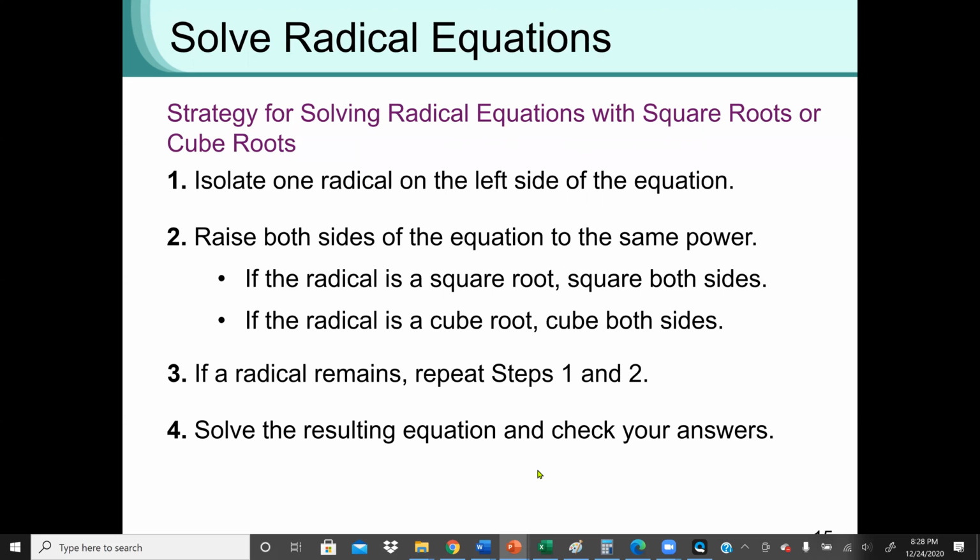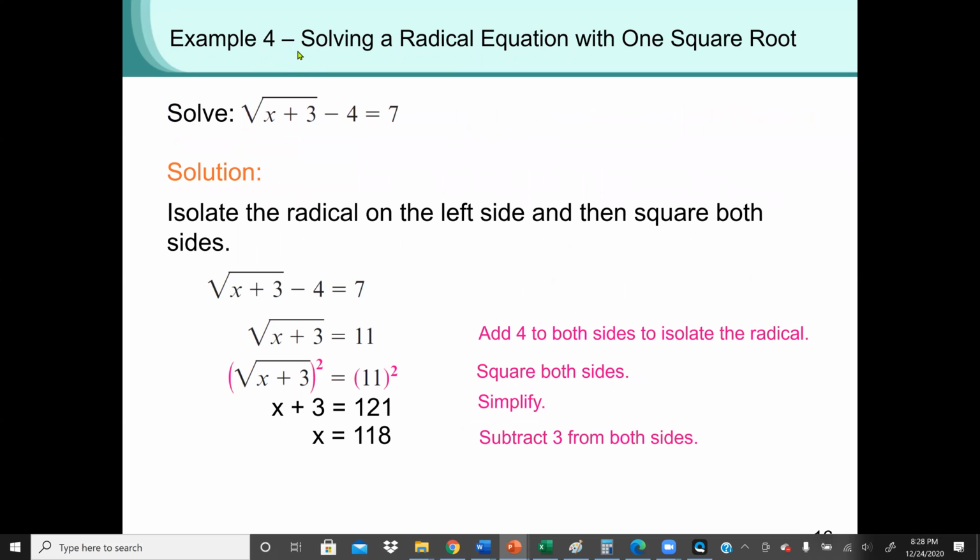So let's see an example. We are going to follow the steps here. So this is a radical equation. We have the square root of x plus 3, minus 4, equal to 7. Our goal is to find the value of x. So we write down the equation here. Minus 4 is outside the square root, the radical sign. So we can bring it to the right side and add it to 7.